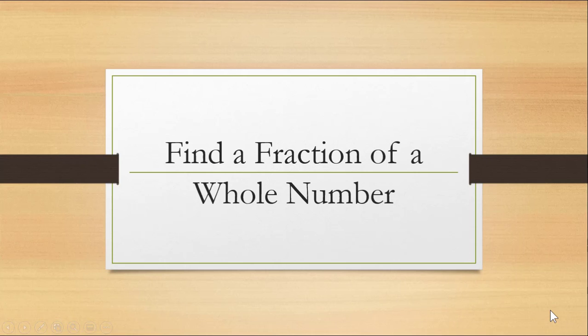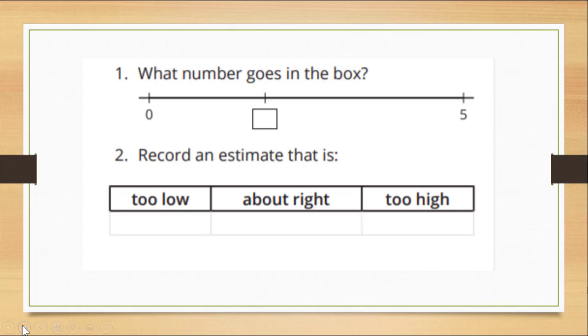Today, let's solve problems about multiplying whole numbers by unit fractions. Let's look at number 1 here. What number goes in the box? Is the number that goes in the box more or less than half of 5? Well, less, since it's less than half the way to the 5. Okay, so here would be about halfway to the 5. So the box is less than half the way to the 5.